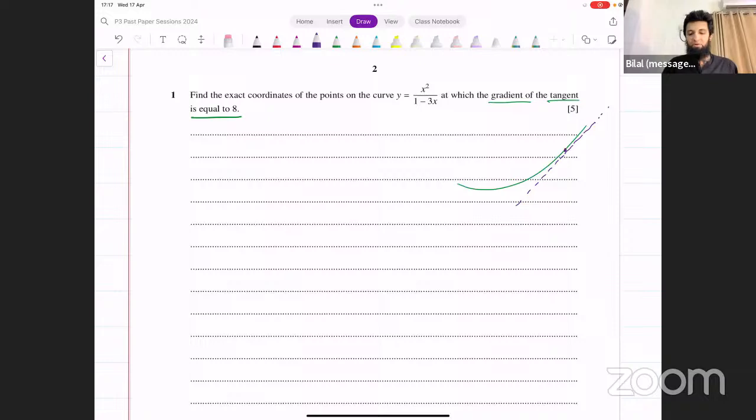So that's all that you've got to do. So how do you start? You start by differentiating this curve. It's a fraction. How do you differentiate fractions? You can use the quotient rule.